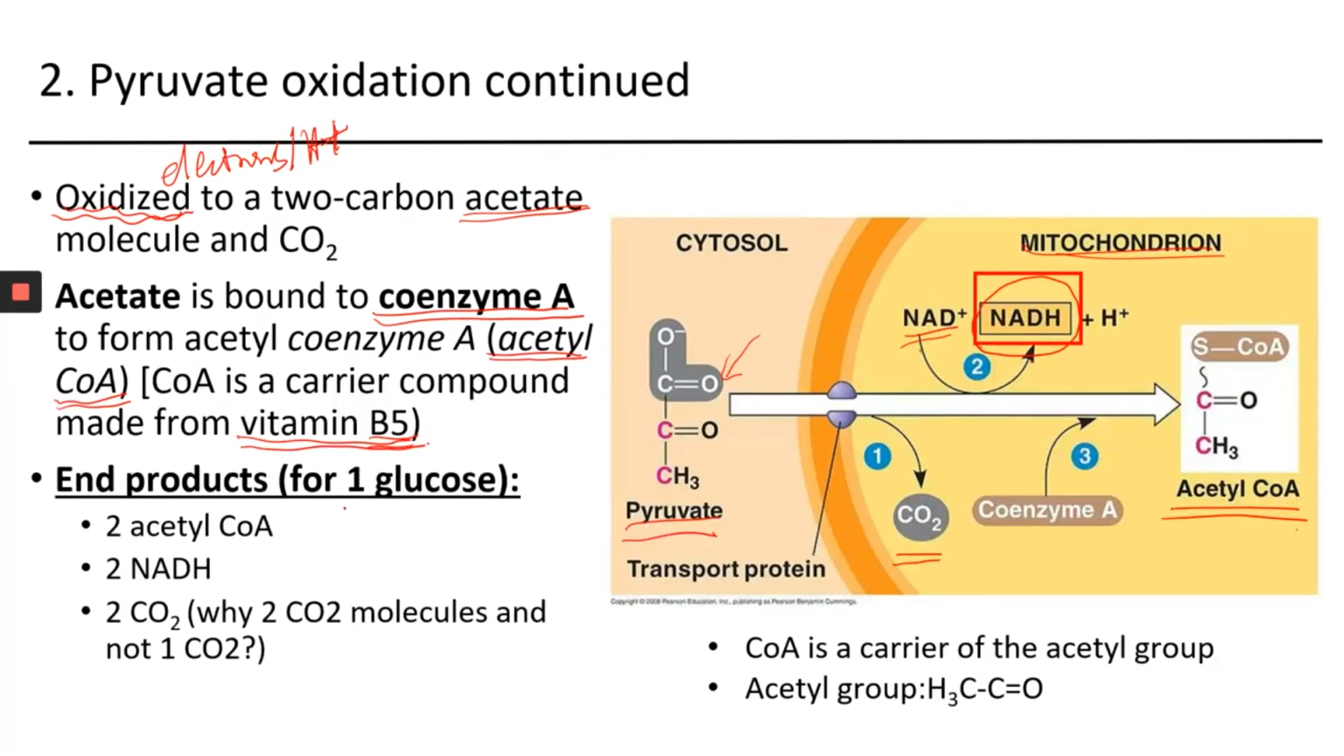End products for 1 glucose, you are going to get 2 acetyl-CoA. And why is that? Because 1 glucose is broken down to 2 pyruvate, right? So pyruvate, and then the second pyruvate. And each pyruvate right here will be converted to 1 acetyl-CoA. So with 2 pyruvates, you're going to have 2 acetyl-CoA. And the same thing here, each pyruvate is going to generate 1 NADH. So from 2 pyruvates, that's 2 NADH. And again, same thing for carbon dioxide, 2 carbon dioxide.